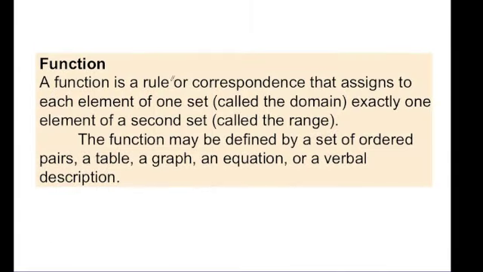A function, this is important, is a rule or correspondence that assigns exactly one element in a second set to each element in one set called the domain. Those are the ones we begin with. They were the Celsius temperatures in our last example. The second set is called the range, or the Fahrenheit temperatures. So each Celsius temperature matches with one Fahrenheit temperature. A function can be a set of ordered pairs, the data we just had, a table, a graph, an equation, or even a verbal description. So it can come in a variety of forms, and we need to be able to identify them.